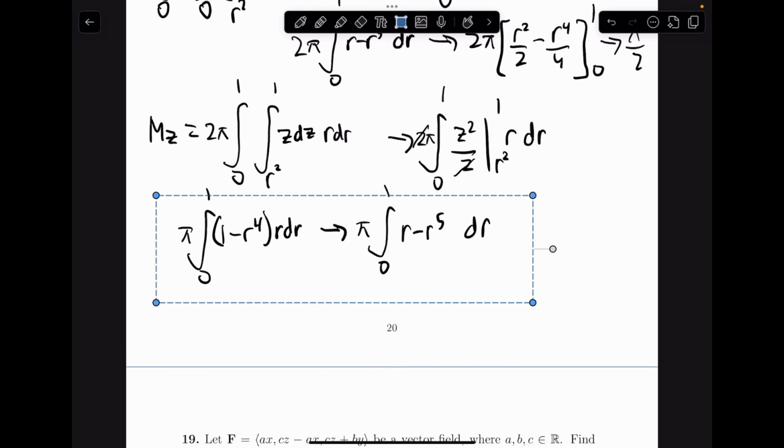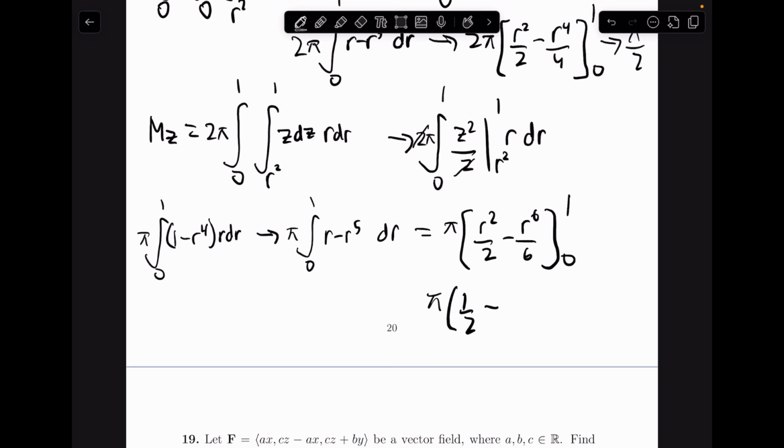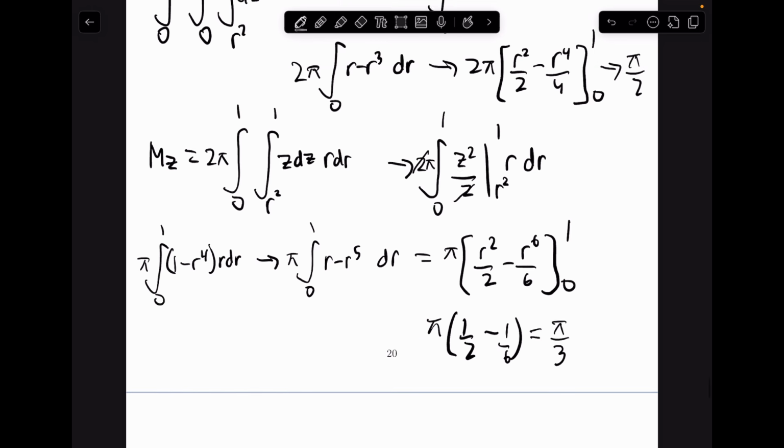Just resize this a little bit. Okay, this is going to be equal to pi times r squared over 2 minus r to the sixth over 6, from 1 to 0. We don't have to worry about the 0 again. So we really just have pi times 1/2 minus 1 over 6. I guess I'll just write it out, don't want to make any mistakes. 1/2 minus 1 over 6 is 2/6, or 1/3. So this is equal to pi over 3.